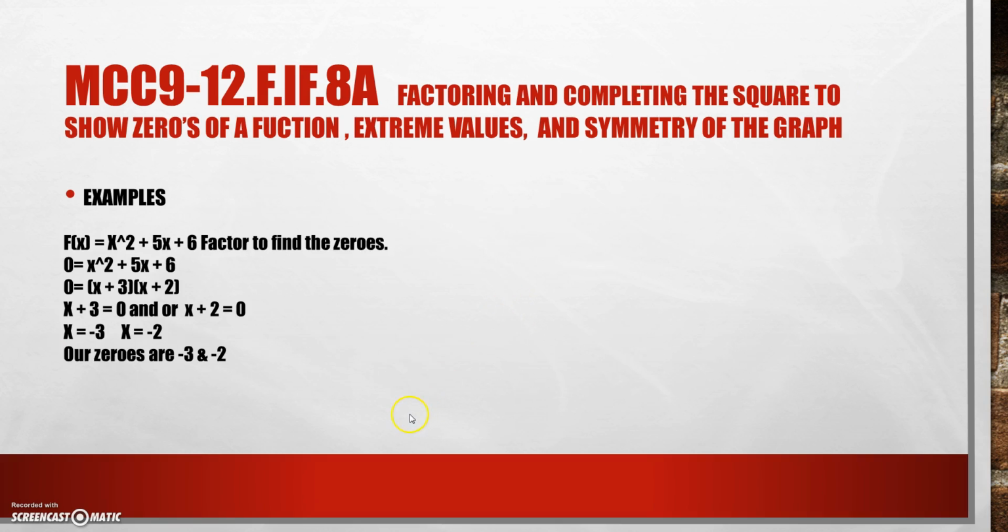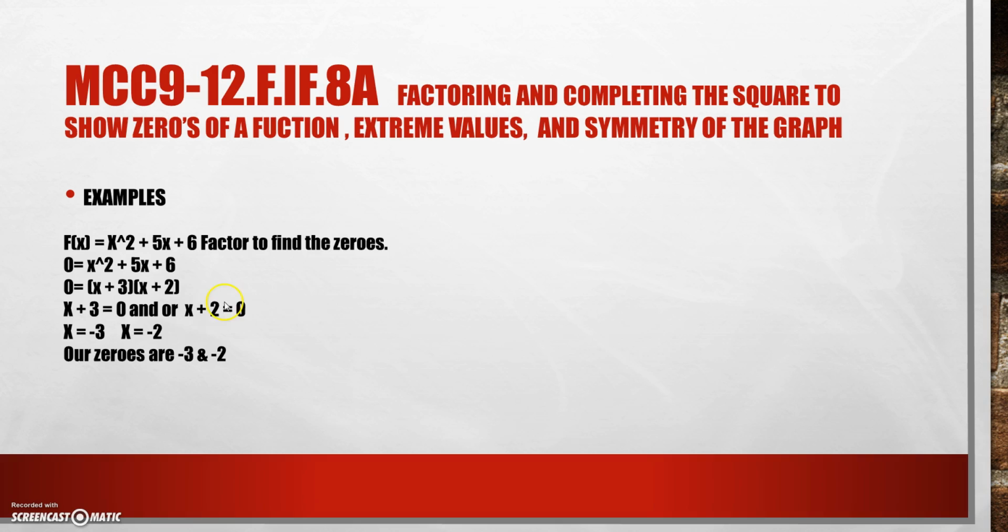So here's an example. f of x equals x squared plus 5x plus 6. So we need to factor to find the zeros. So here's our problem. Now let's factor. What two numbers can we use that add up to this one but multiply to this one? Easy. 3 and 2 add to 5 and they also multiply to 6. So after we did that, it takes these two: x plus 3 equals 0, like I said in the last slide, and x plus 2 equals 0.